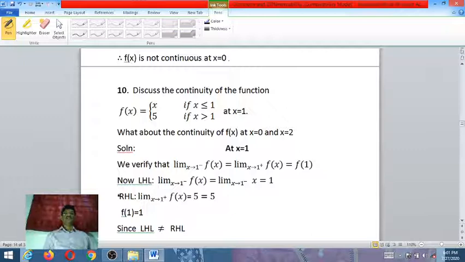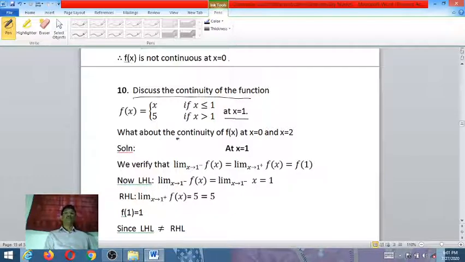Now look at one more. Now look at this function. It is given: discuss the continuity of the function f of x equals x if x is less than or equal to 1, and 5 if x is greater than 1, at x equals 1. That means we have to check whether the function is continuous at x equals 1.